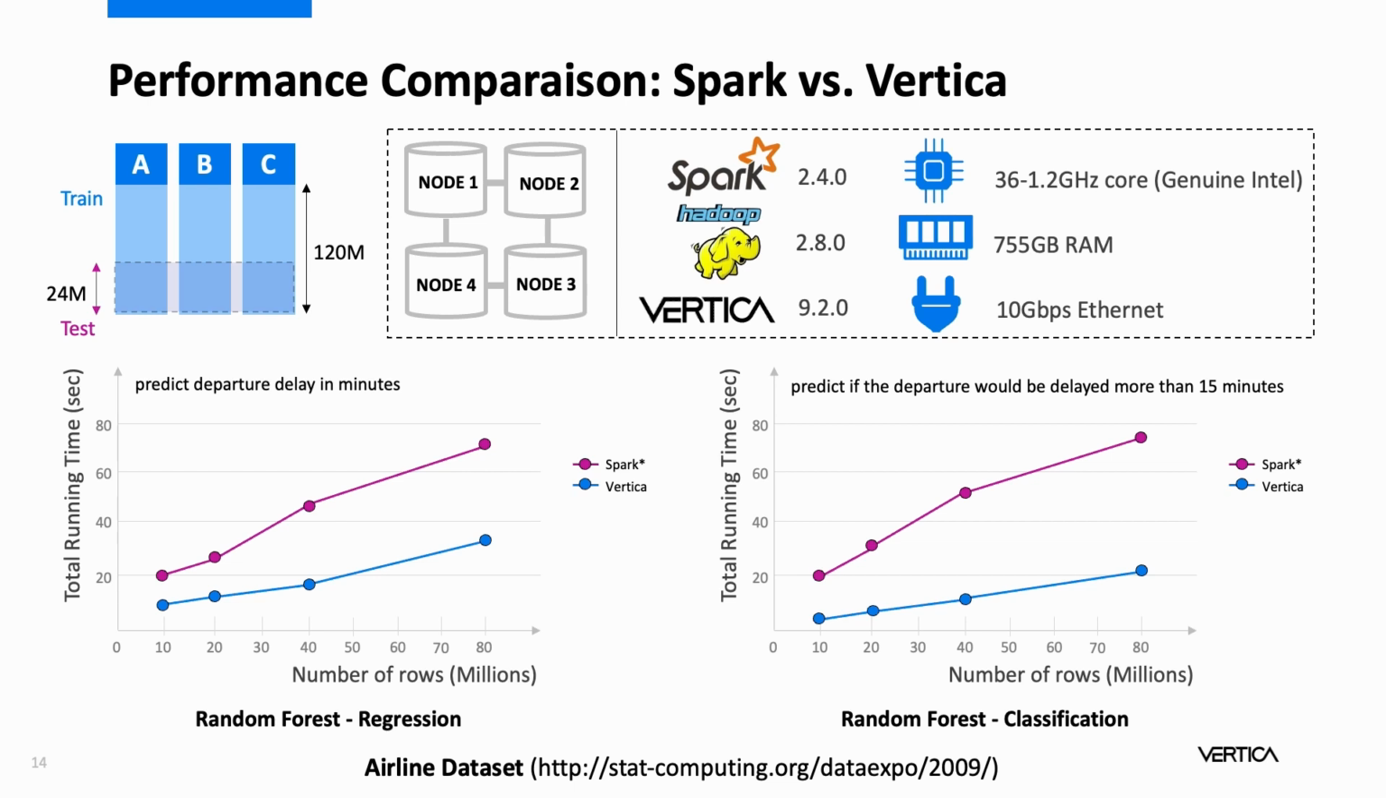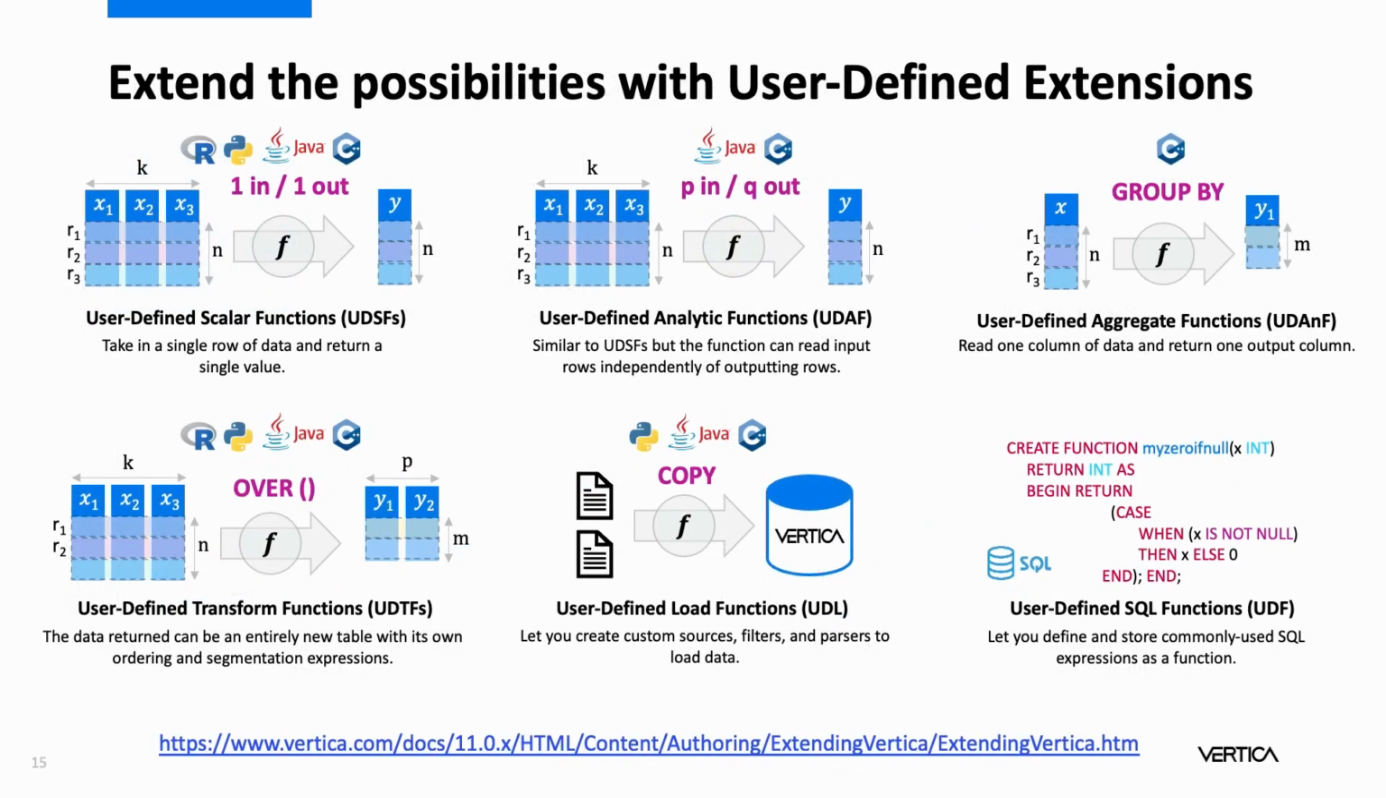However, most of the time data scientists prefer to train their model in their own data science environment. The example in this slide demonstrates the performance edge of in-database training of Vertica over Spark. Besides, Vertica extends all the possibility with user-defined extensions. They are functions customized by you in one of the 4 available programming languages: C++, Python, Java, or R. So why not just build your own data science playground?